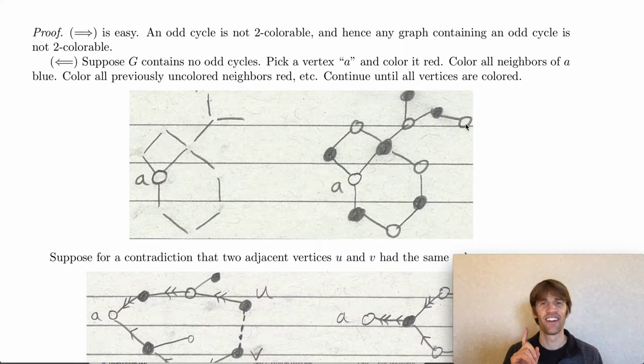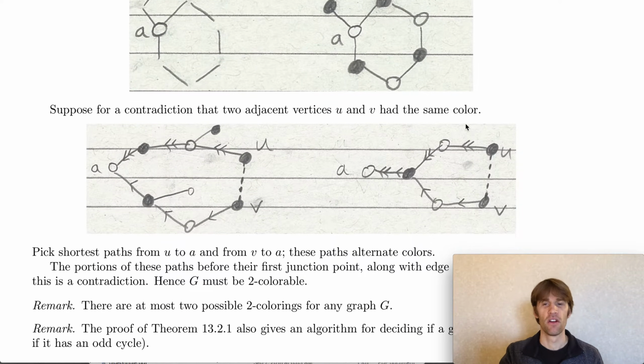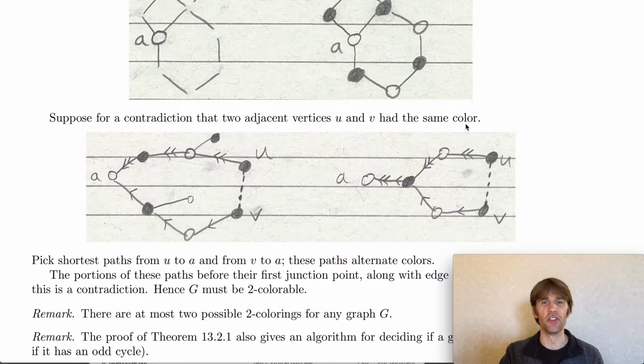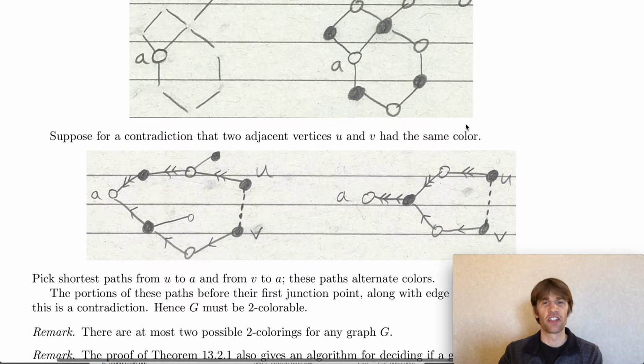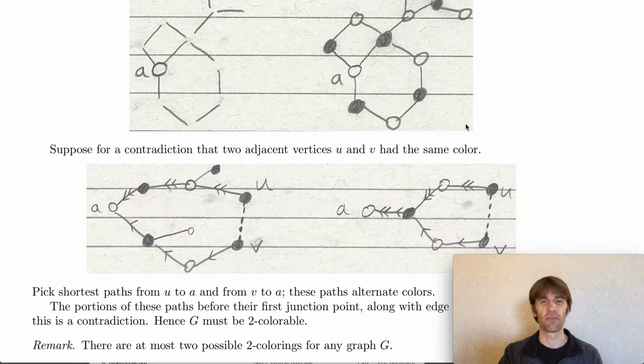And now we claim that if this graph contains no odd cycles, then the resulting coloring is a proper coloring. No two adjacent vertices have the same color. Okay, so let me prove for you that since we have no odd cycles, the resulting coloring is a good coloring. So suppose for a contradiction that we had two adjacent vertices, u and v, as drawn here, of the same color. What we'll do is we'll take a shortest path from u back to our starting vertex A, and a shortest path from v back to our starting vertex A.